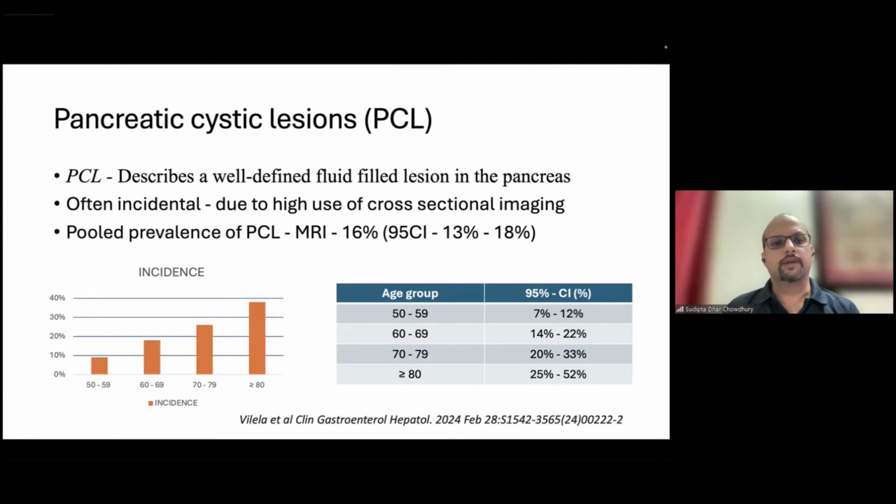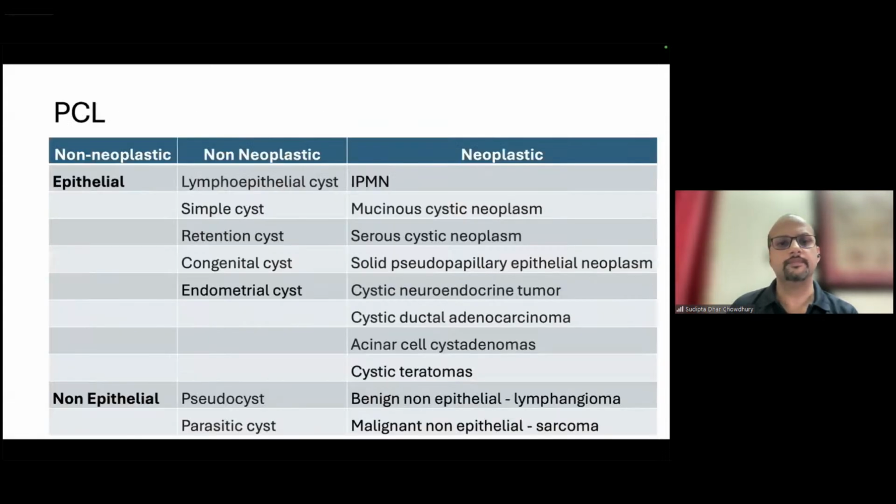So just to give you a brief on what pancreatic cystic lesions are, these are well-defined fluid-filled lesions in the pancreas. They are often detected incidentally because of the high use of cross-sectional imaging for a myriad of reasons that we have today. If you look at the prevalence of pancreatic cystic lesions on MRI, it is around 16%, ranging from 13 to 18%. What is more interesting is that as age increases, the prevalence of pancreatic cystic lesions keeps increasing, and the highest is in the age group of more than 80 years, where it is between 25 and 52%.